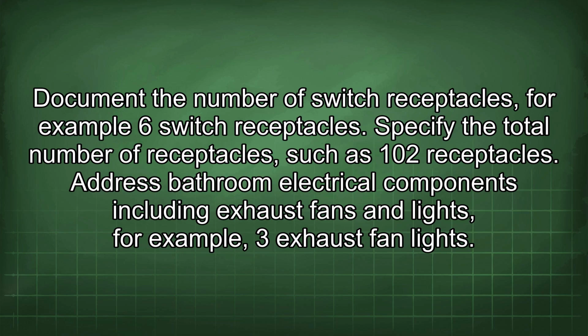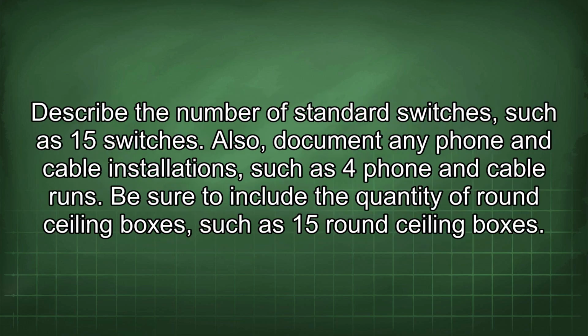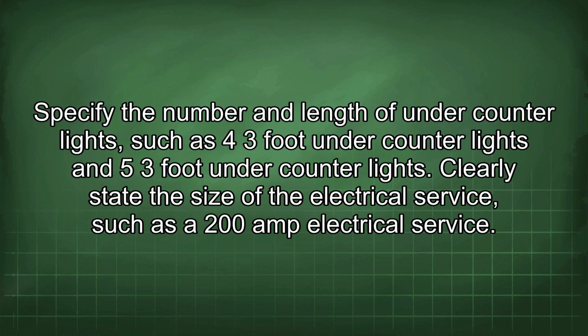Address bathroom electrical components, including exhaust fans and lights, for example, 3 exhaust fan lights. Describe the number of standard switches, such as 15 switches. Also, document any phone and cable installations, such as 4 phone and cable runs. Be sure to include the quantity of round ceiling boxes, such as 15 round ceiling boxes. Specify the number and length of under-counter lights, such as 4 3-foot under-counter lights and 5 3-foot under-counter lights.